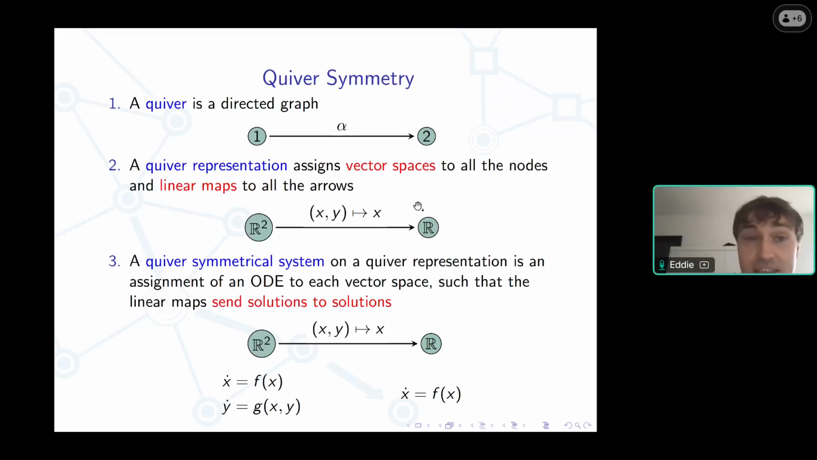I should also say at this point that quivers and quiver representations are a big topic in algebra. This is not our invention. Number 3, as far as we know, is the novelty, is our invention, but 1 and 2 are old and established, and they're not our invention.